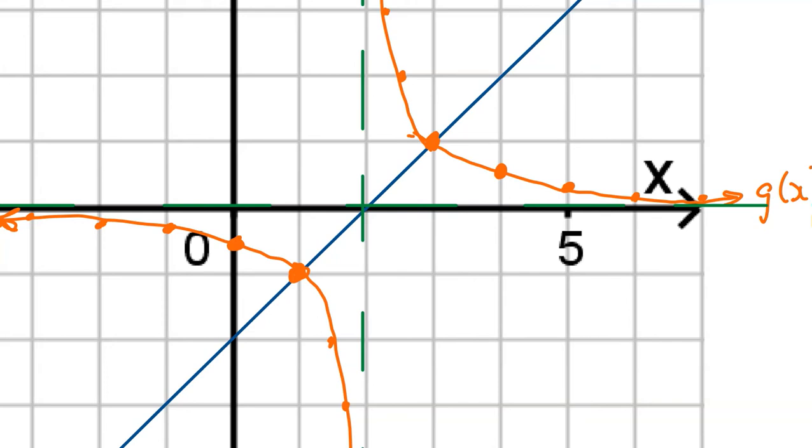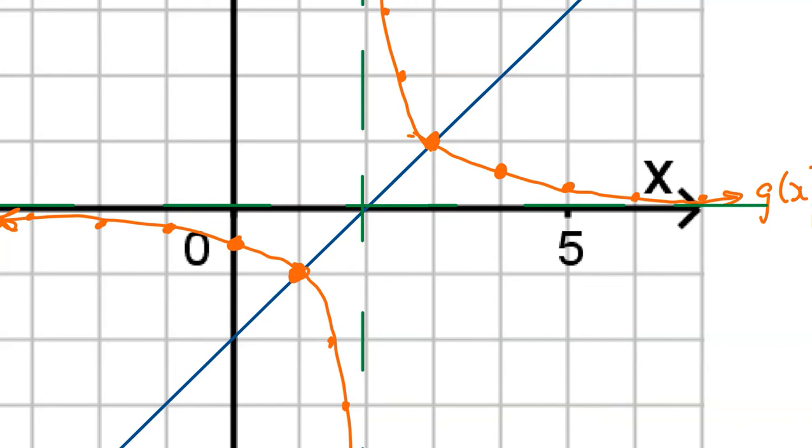Okay? So the second important thing is when the original function has an x-intercept, that's when y is 0. When you take the reciprocal of that, you get undefined. That's a vertical asymptote. So you will always have vertical asymptotes through the x-intercepts.